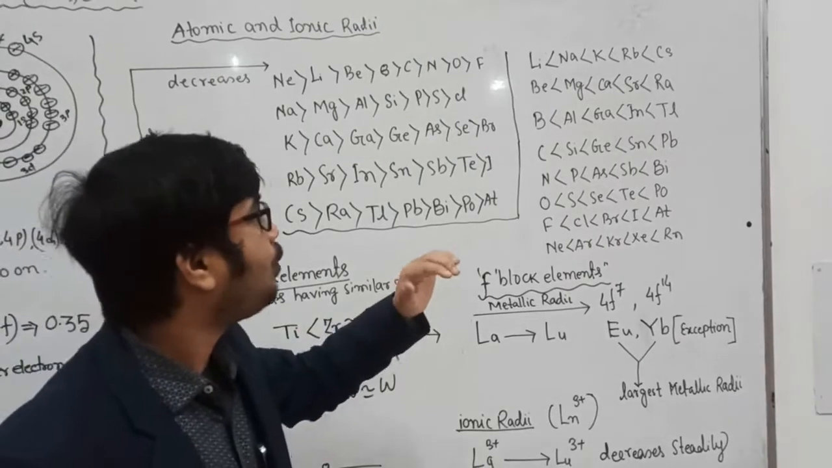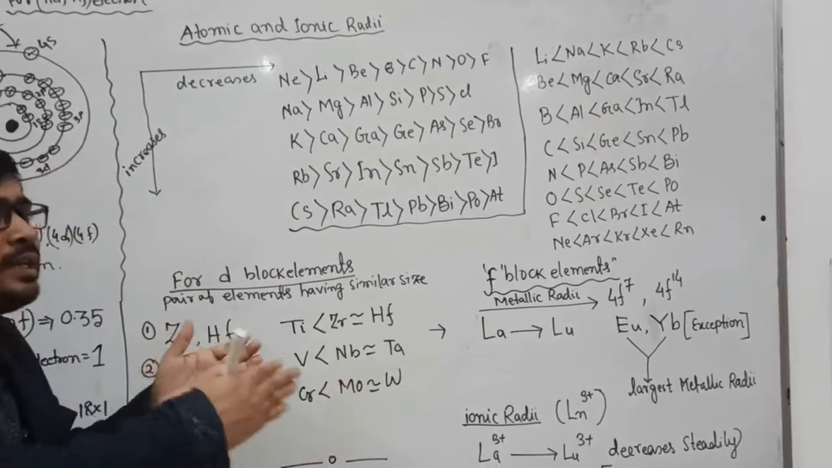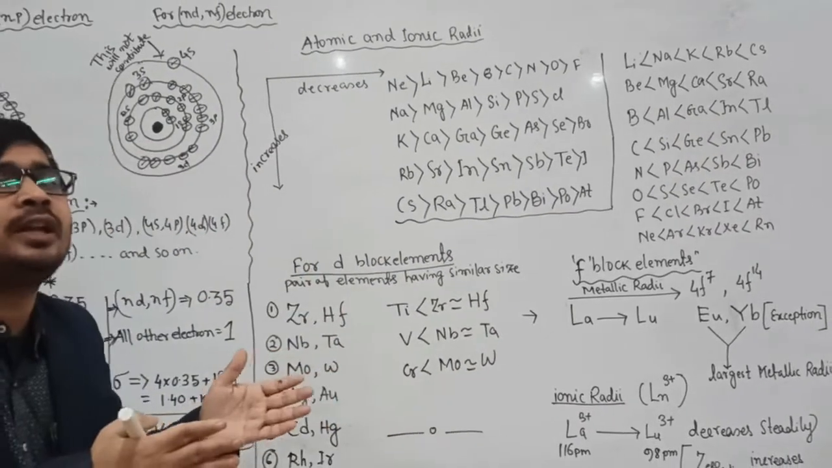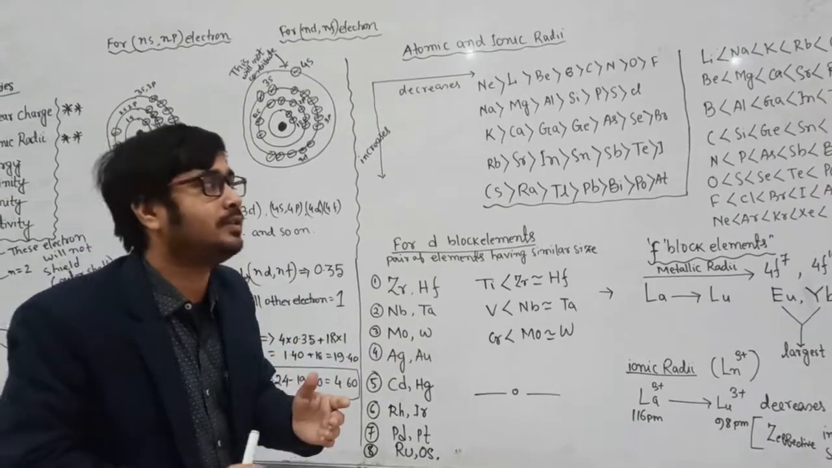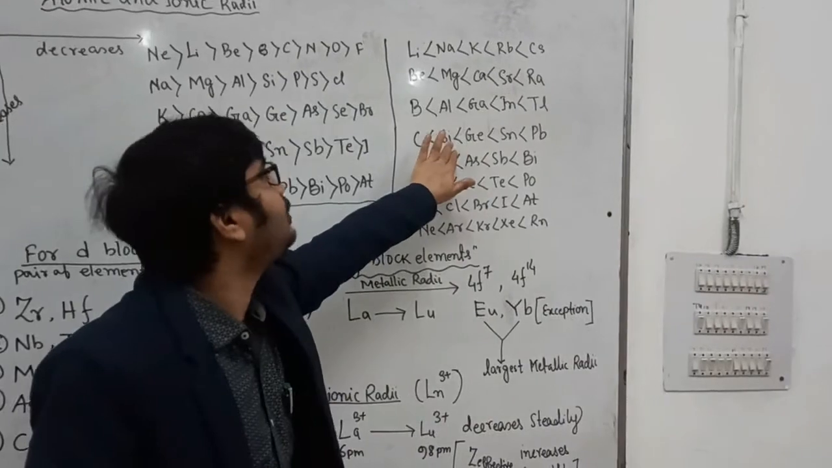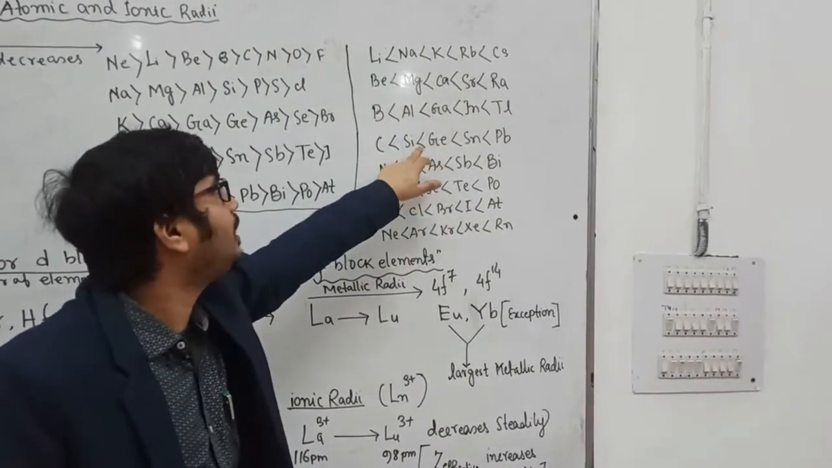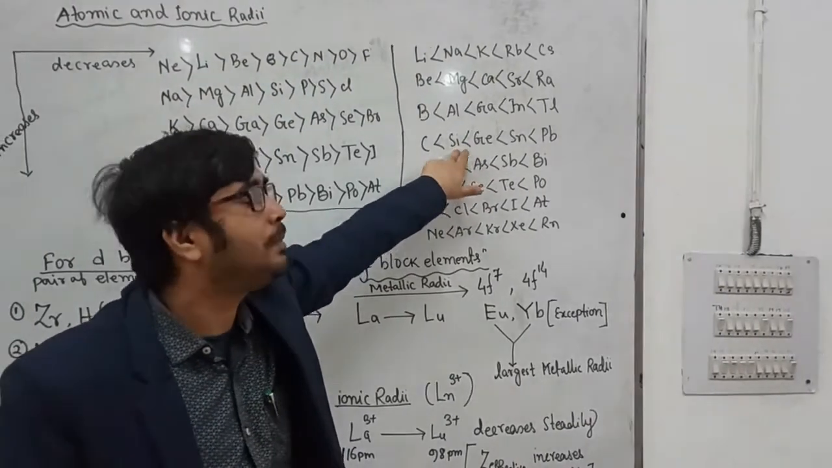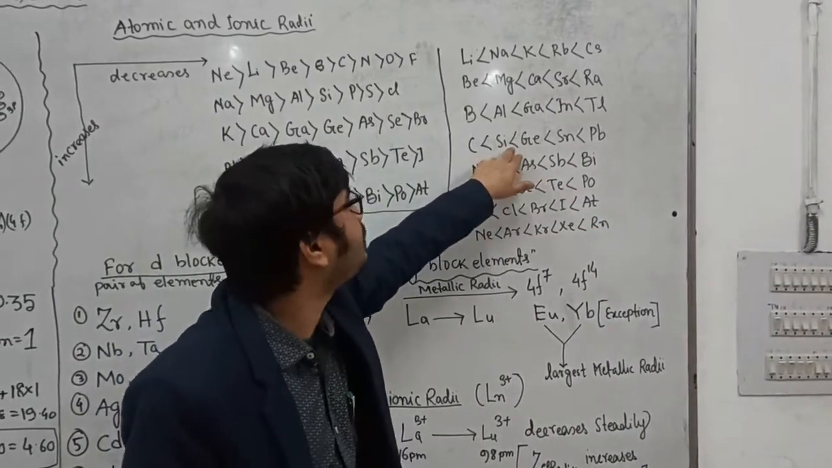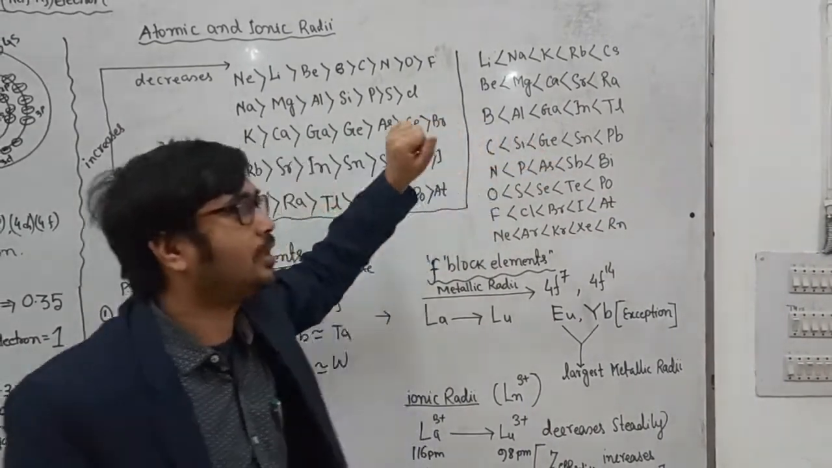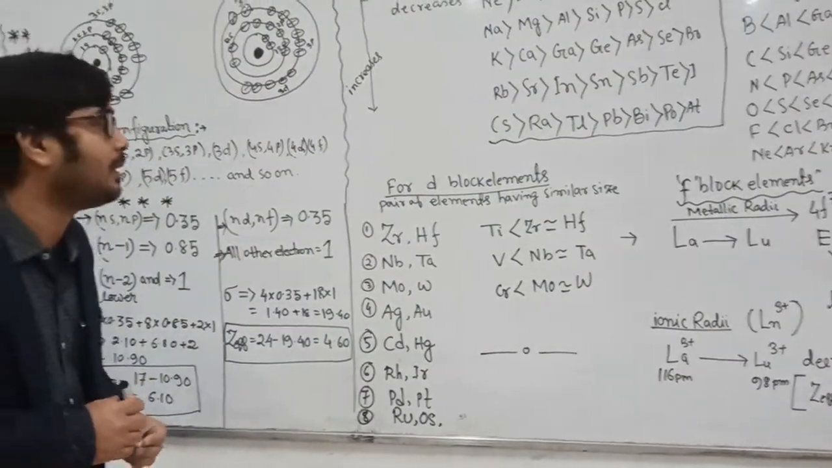The only thing is that when you encounter d elements and the elements just after the d elements, because of the d contraction, sometimes you may encounter two elements having similar size. For example, silicon and germanium: the germanium size is a little higher than silicon, but not very much larger. Silicon has I think 117 picometer radius, and germanium is only 122 picometer. They are very, very close because of the intervention of d contraction, or d electrons, which we will discuss when I discuss the d block elements.